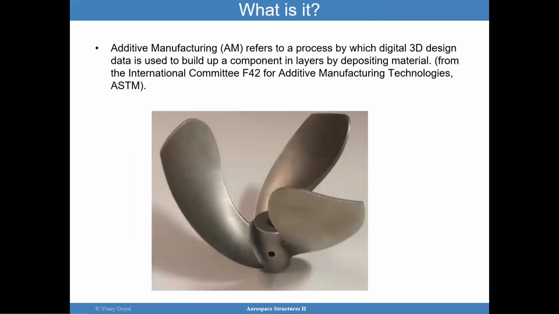Let me move into additive manufacturing. Very top level view: additive manufacturing refers to a process by which you can apply digital 3D design data to build up a component in layers by depositing materials. So this particular blade system was manufactured by depositing layers of material, and then basically through lasers, through heating, you get it all fused together. So this is like 3D printing.